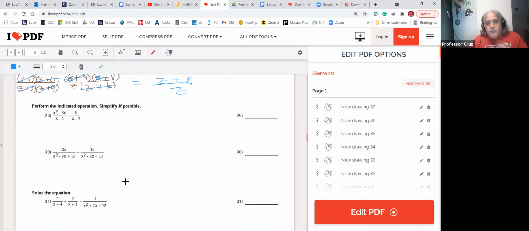All right, now both of these are addition, and they both have the same denominator. So remember, when that happens, you're just putting them all over that one denominator and see if you can simplify it.